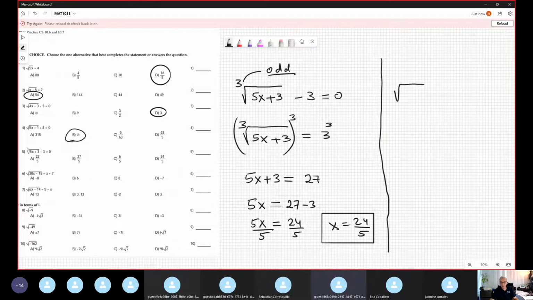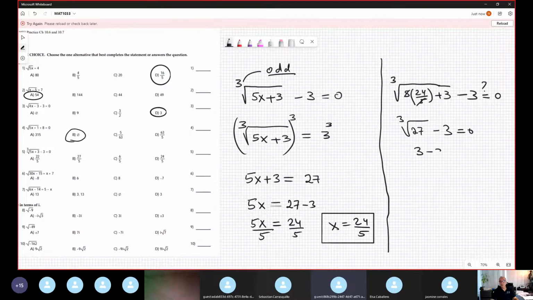Okay, the checking part again: 5 times 24 over 5 plus 3 inside the radical, minus 3 outside the radical, should be 0. I claim this statement. This 5 cancels. Cool. 24 plus 3 is 27 and cubic root of 27 is 3, and 3 minus 3 is 0. Okay, this answer is good, and this answer is 24 over 5.